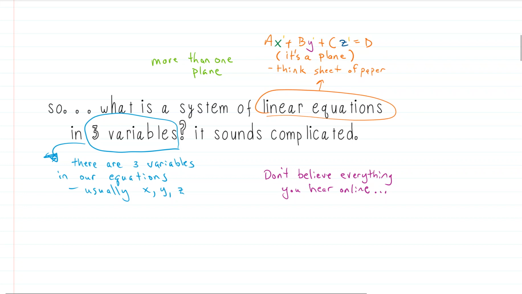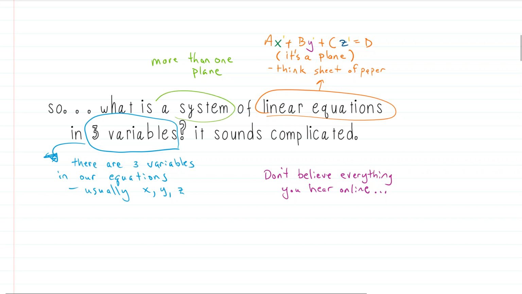So because we're in three space, think of these as sheets of paper. They're actually planes in three space. So two-dimensional planes in three space. So a bunch of sheets of paper that touch. That's really what we're looking at.